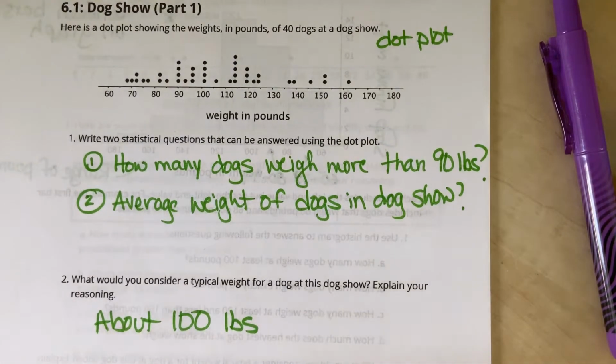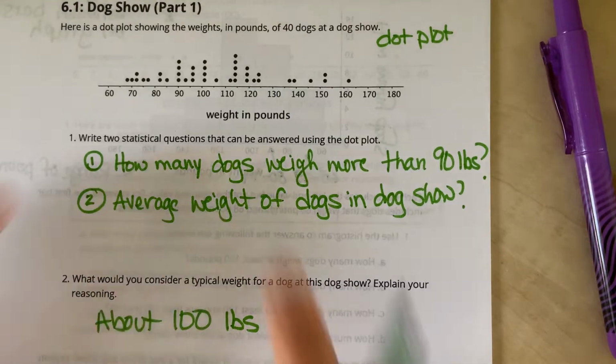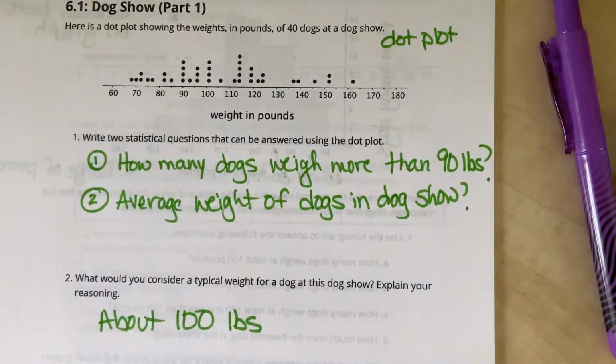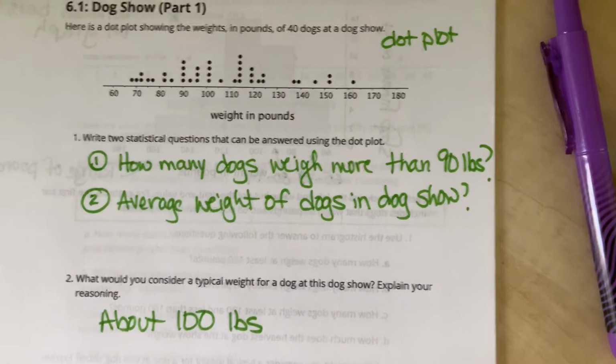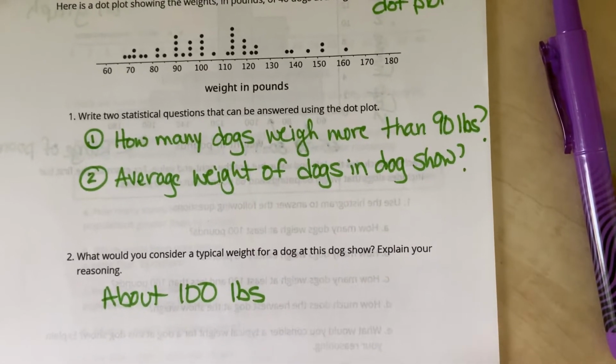Okay, could I have said 110 pounds? I mean, the median was 110. It'd be about right around there. Okay, could I have said mode or median? Sure. Anything close to here would have been fine. Okay, it's not asking me exactly, it's saying what would I consider to be a typical weight. So somewhere in the middle.